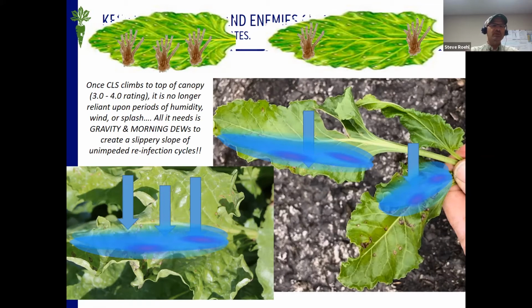So my point being here is that once Cercospora leaf spot climbs to the top of the canopy, and we have a 3 or 4 rating, it's no longer reliant upon periods of humidity, wind, or splash. All it needs is gravity and morning dews to create a slippery slope of unimpeded reinfection cycles. In fact, basically what I'm saying is it is self-reliant now. It relies no more on Mother Nature. It can do its own reproducing and spreading simply because it's got all of the factors that it needs.